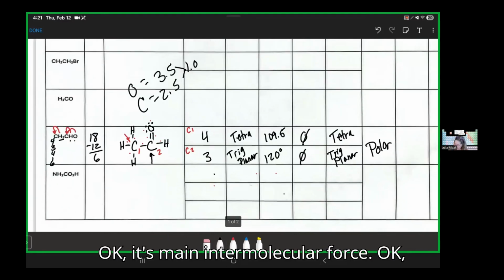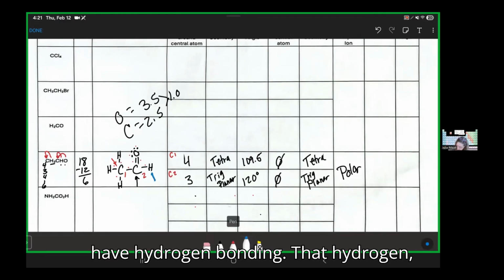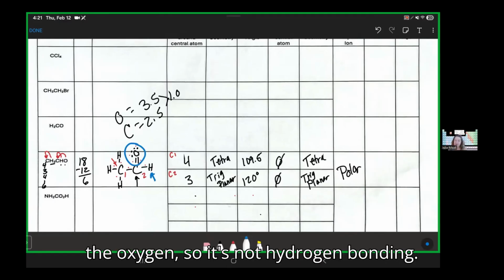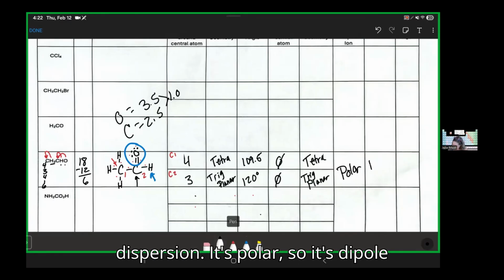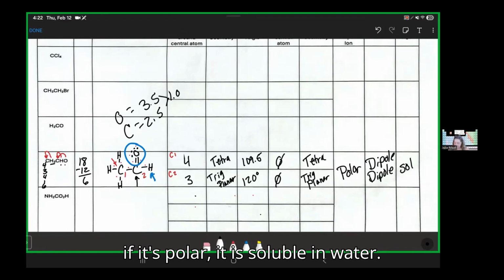Okay, its main intermolecular force, okay, it's not ionic, and I do not have hydrogen bonding. That hydrogen, there's no hydrogen bonded directly to the oxygen. So it's not hydrogen bonding. So your next option is dipole-dipole. If it's polar, it's dipole-dipole. If it's nonpolar, it's London dispersion. It's polar, so it's dipole-dipole. And if it's polar, it is soluble in water. Okay.